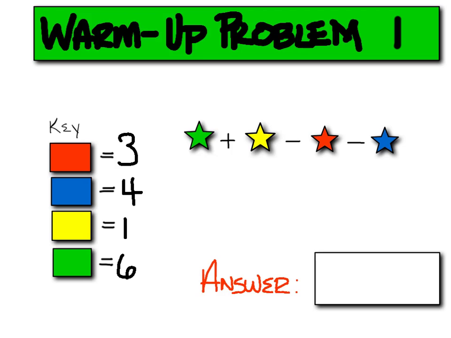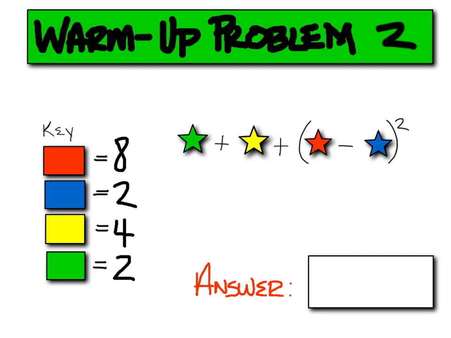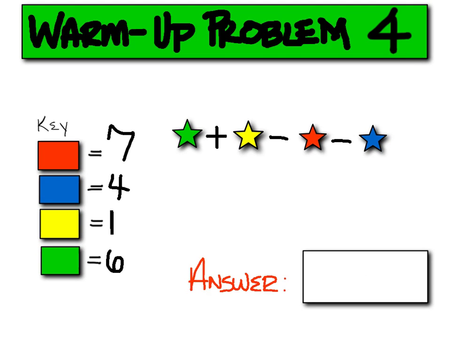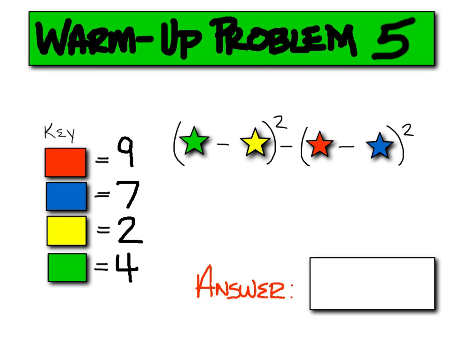Okay, we're up. Number 1, answer for this one was 0. Number 2, answer for this one is 42. Number 3, answer for this one is 80. Number 4, answer for this one, -4. Number 5, answer for this one, 0.